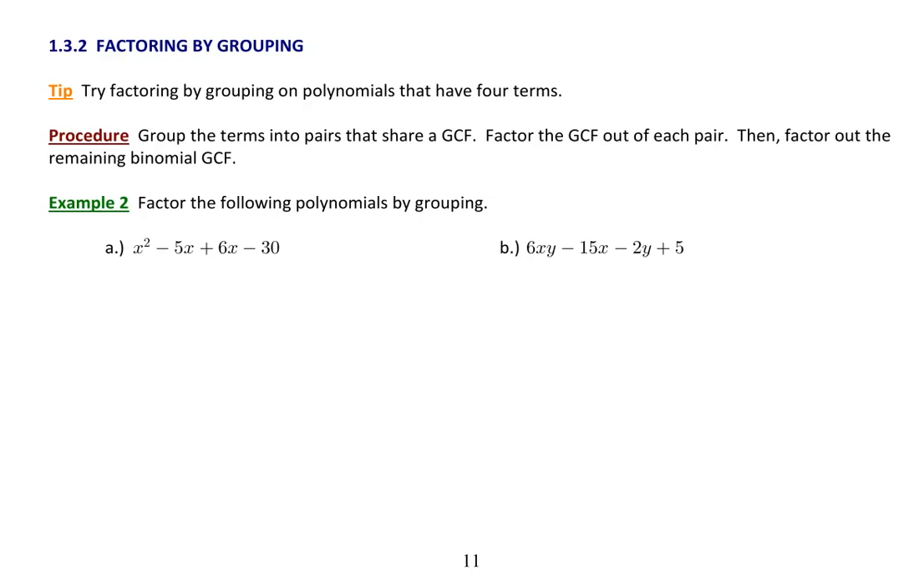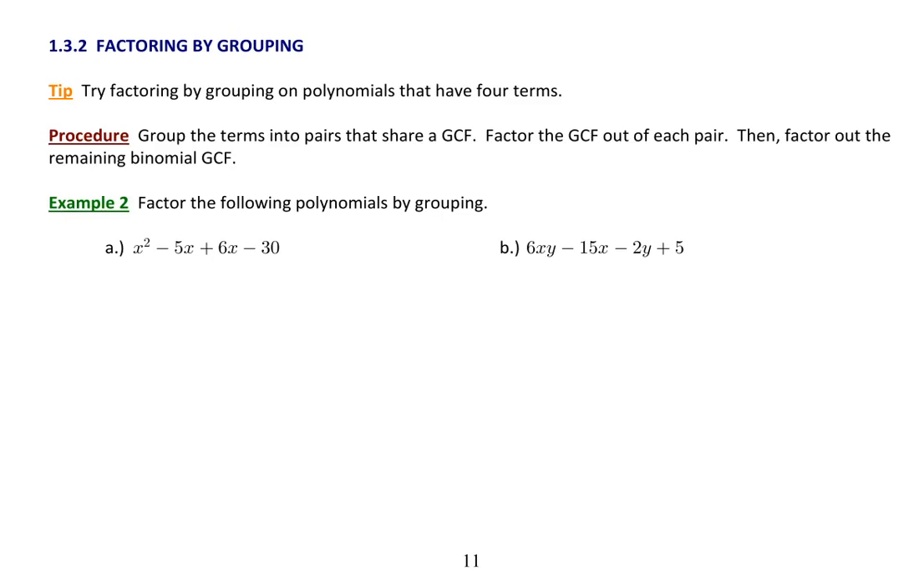In the previous video, we learned how to extract the greatest common factor. In this video, we'll learn a process called factoring by grouping, which involves multiple applications of extracting the GCF. Tip: try factoring by grouping on polynomials that have 4 terms.